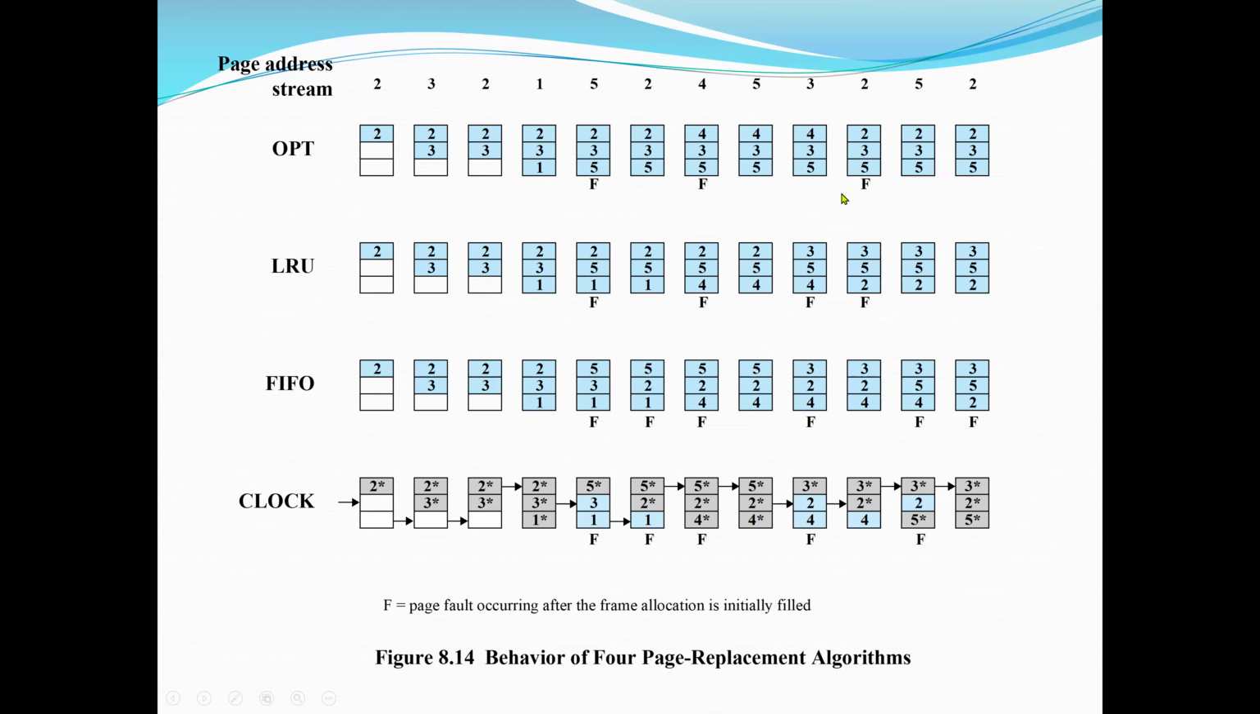The optimal policy produces 3 page faults after the frame allocation has been filled. F marks a page fault occurring after the frame allocation is initially filled. We'll go through the others, the LRU, FIFO, and the clock, one at a time.